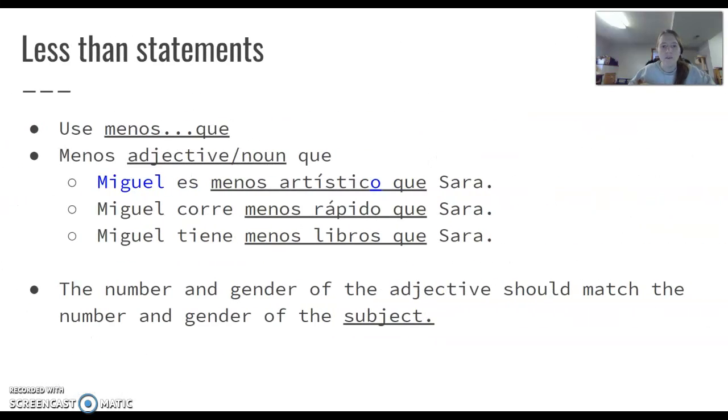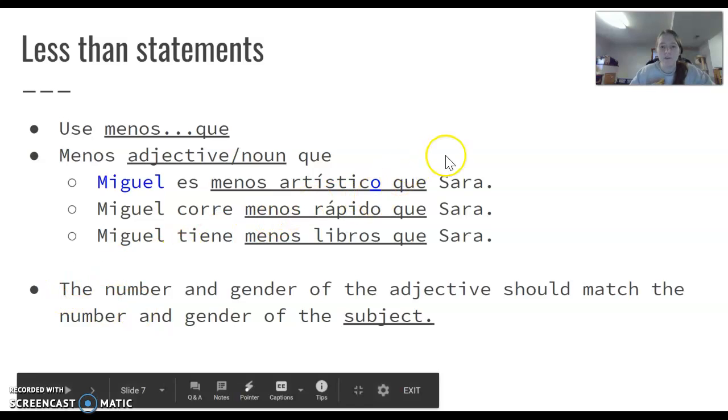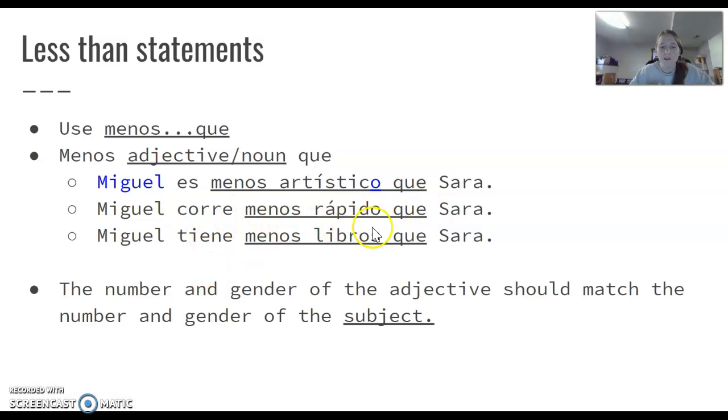Okay, now let's look at less than. So we're going to use menos and then our adjective or noun, que. And so these are just the same statements from before, but I just flip-flopped them because menos que and más que statements are just opposites. Okay, so Miguel es menos artístico que Sara. He is less artistic than Sara. Miguel corre menos rápido que Sara. Miguel runs less quickly than Sarah. Miguel tiene menos libros que Sara. Miguel has fewer books than Sarah.